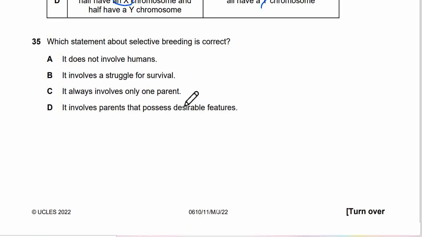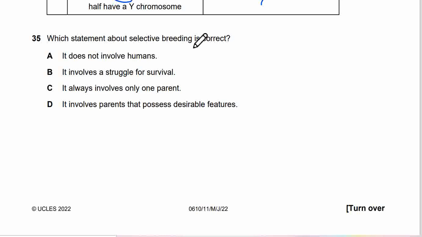Let's move on to question 35. Which statement about selective breeding is correct? Selective breeding does not involve humans? No, humans are involved in it. It involves a struggle for survival? This will be natural selection. It involves only one parent? That would be asexual reproduction. So all the other three are wrong. The answer must be D: it involves parents that possess desirable features. Individual parents with desirable features will be bred in selective breeding, and humans are involved.